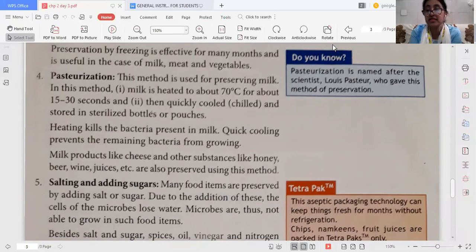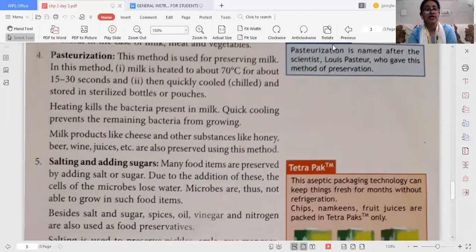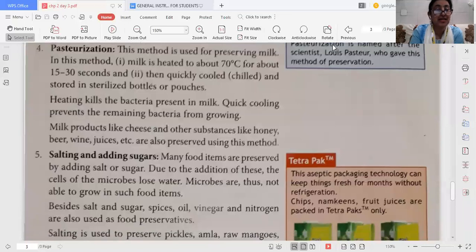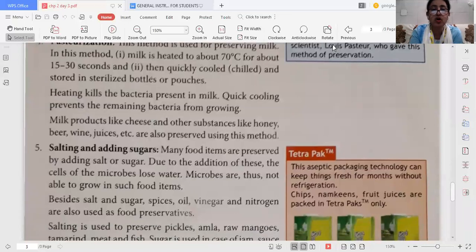Heating kills the bacteria present in the milk, and quick cooling prevents the remaining bacteria from growing by making them inactive. So milk products like cheese and other substances like honey, beer, wine, they are all preserved using this method. But this method is most commonly used for preserving milk.